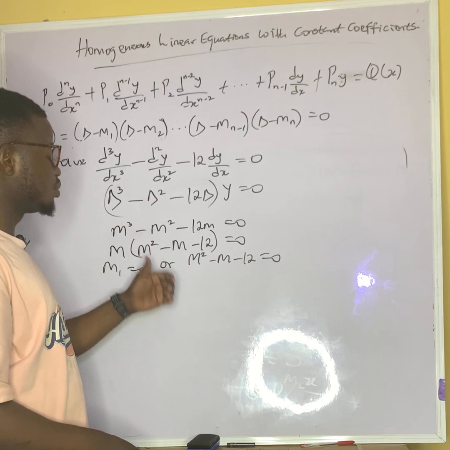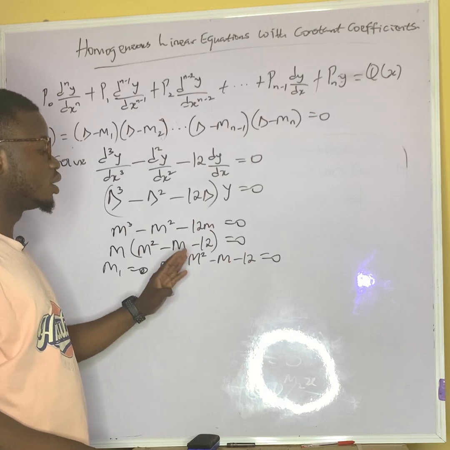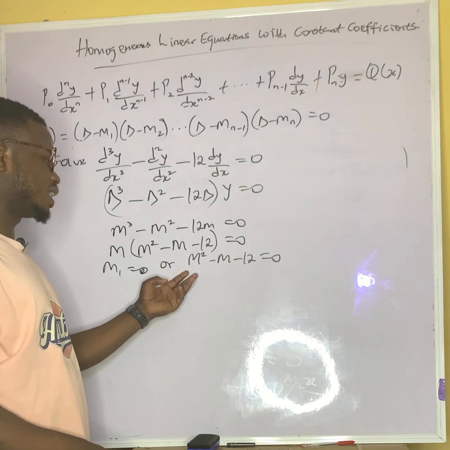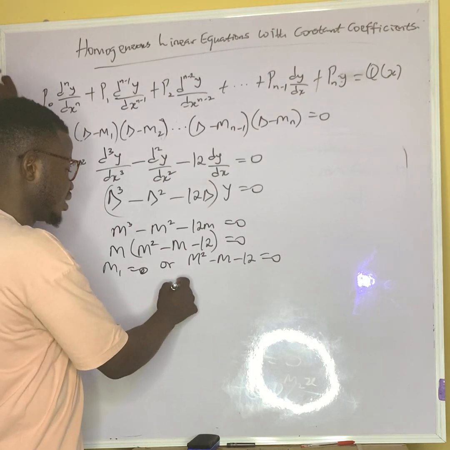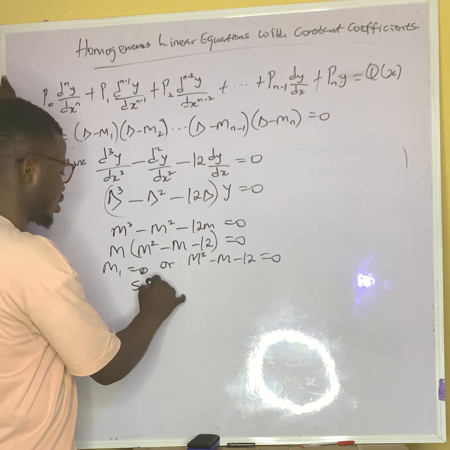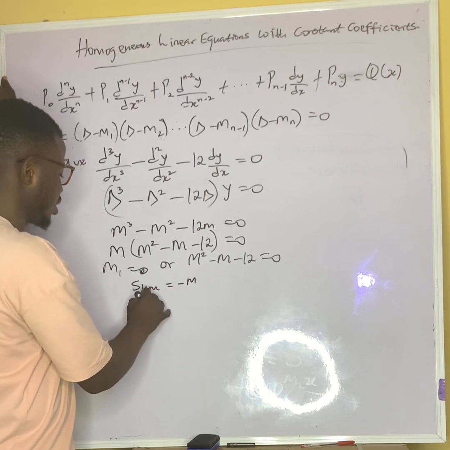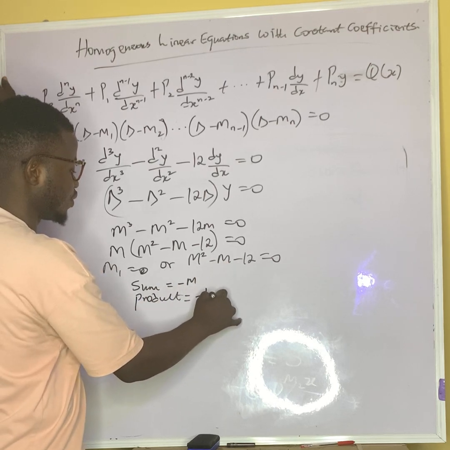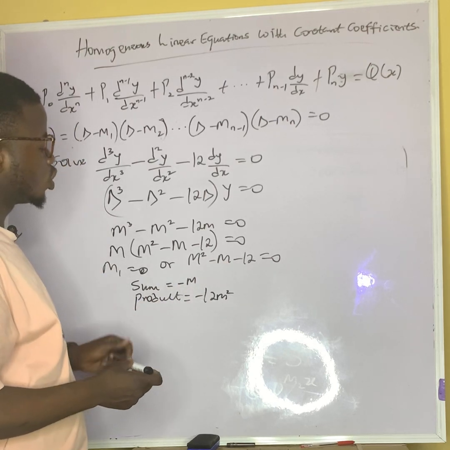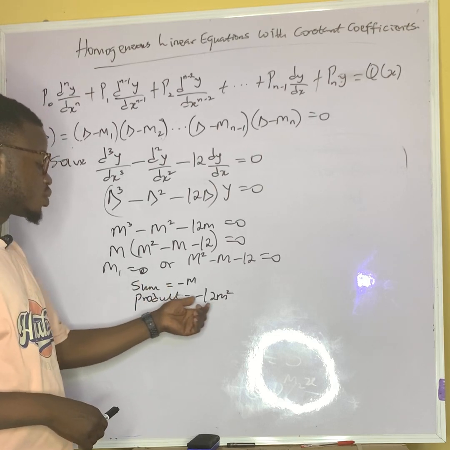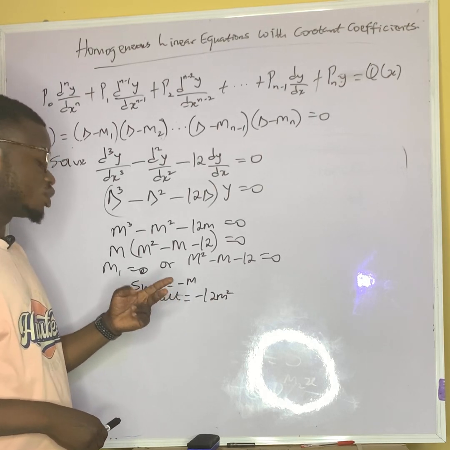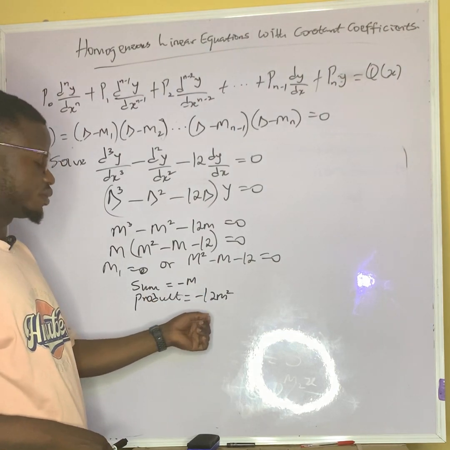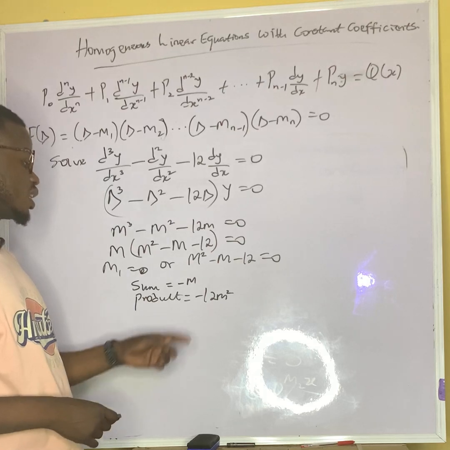And to obtain the values of m2 and m3, this is a quadratic equation, so we need to factorize this. We can factorize, or we can use the quadratic formula. To factorize, we have the sum, that's minus m, and the product, that is this times this, that will be minus 12m squared. So we look for two numbers such that when we multiply them, we get minus 12m squared, and when we add them together, that gives us minus m. That is, the product of the numbers is minus 12, and their sum is minus 1, the coefficient of m that we have here.